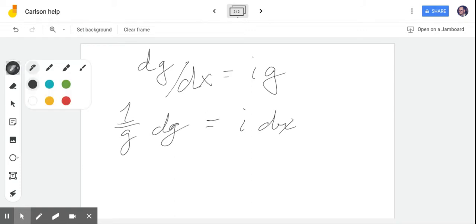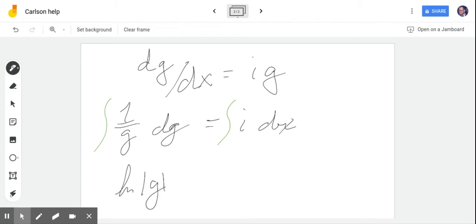We'll then, and here I'll do this in a different color again for us, just integrate both sides. And when we do that, our integral of 1 over g dg, that'll come out to be the natural log of the absolute value of g. And then the integral over there is going to be i times x. And then we will have our constant over here as well. That's the second part.